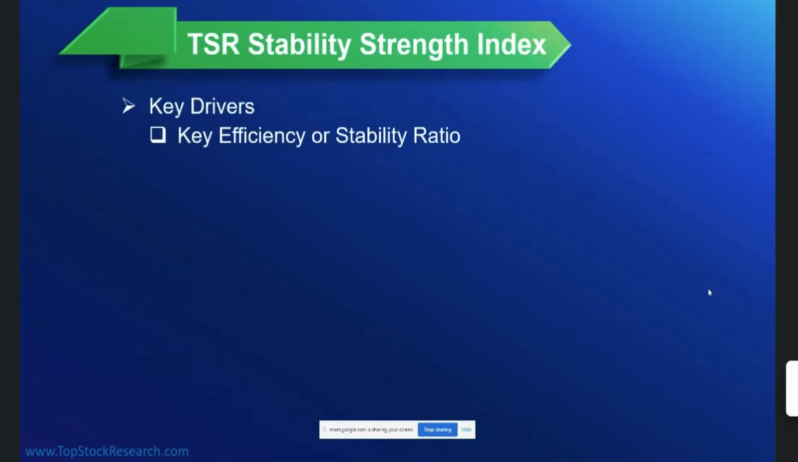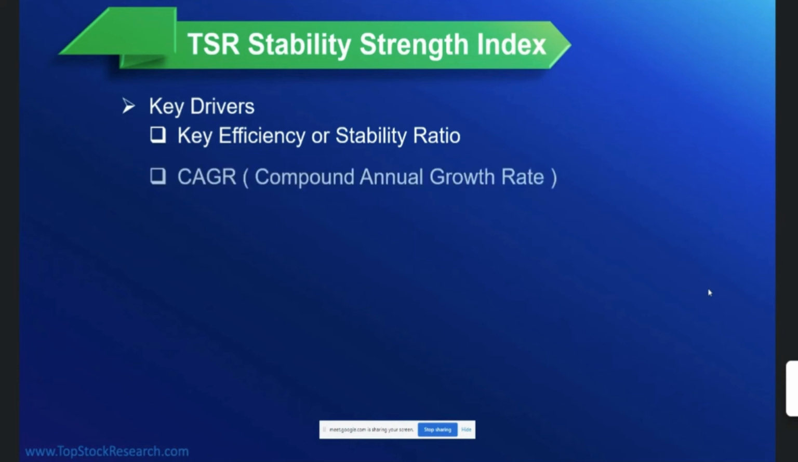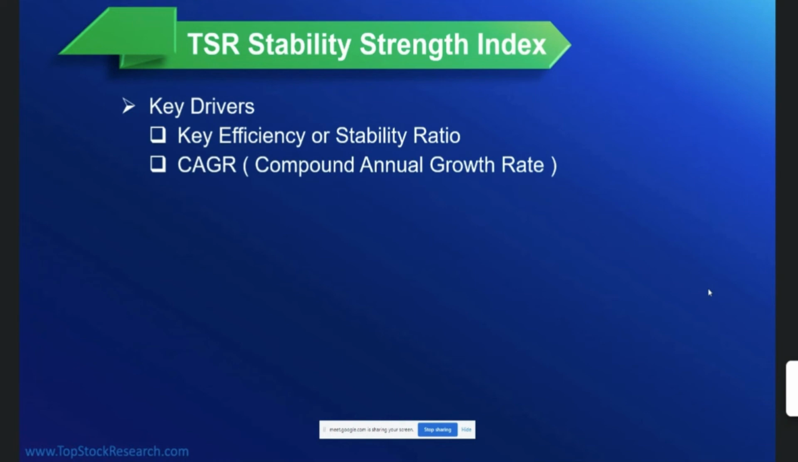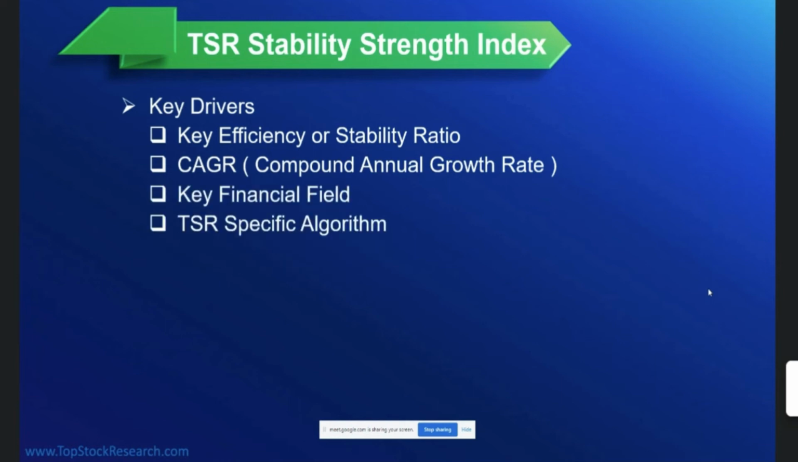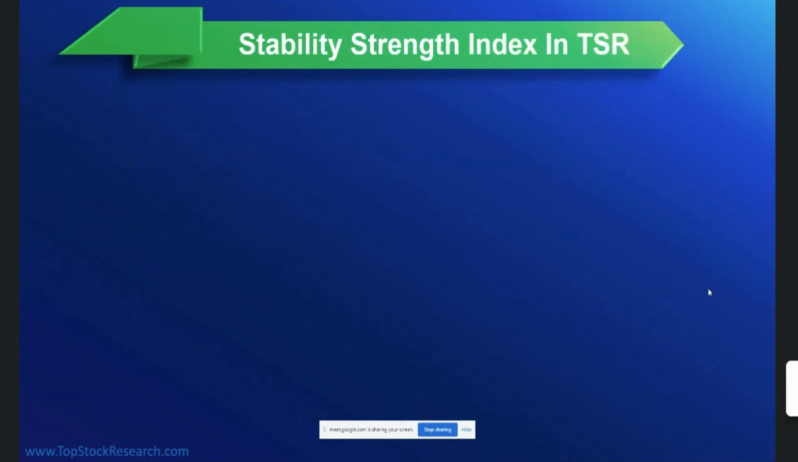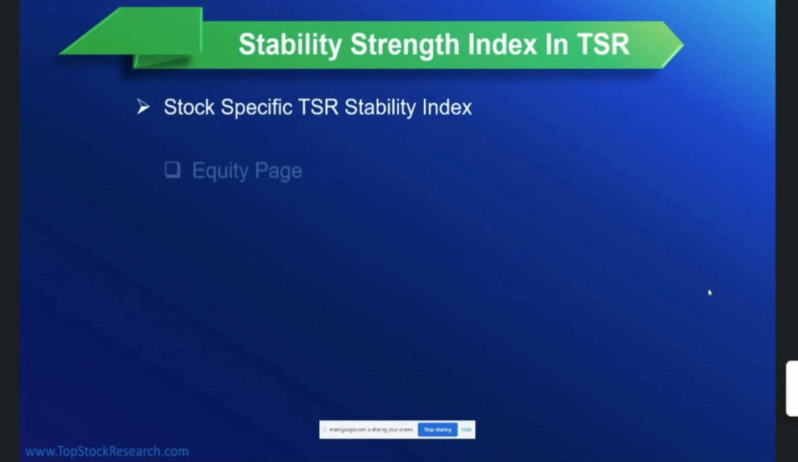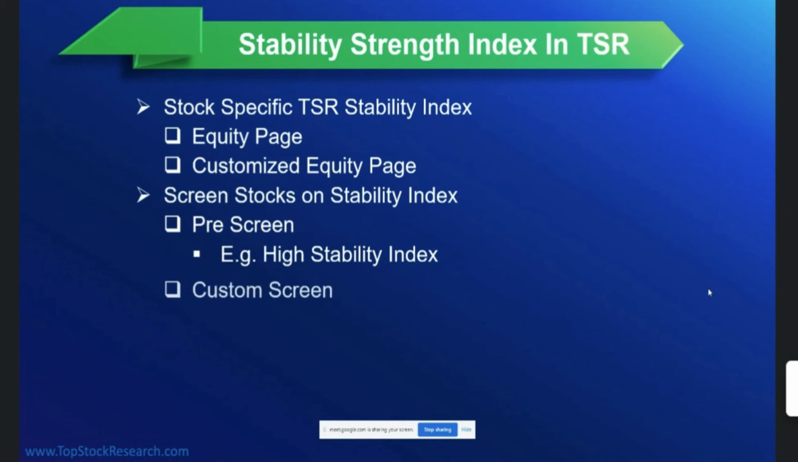Stability, key drivers, key efficiency ratios, and stability ratios, right? We have various coverage ratios, various efficiency and stability ratios. Lots of them are related to debts that play a key role here. CAGR, to tell you that if the company is growing, the stability is there, right? If the company is not growing, then the stability will also come down. The financial fields are algorithms. So where do you find these things? Very similar to profitability, growth, and value. Equity page, all these pages which we have discussed.